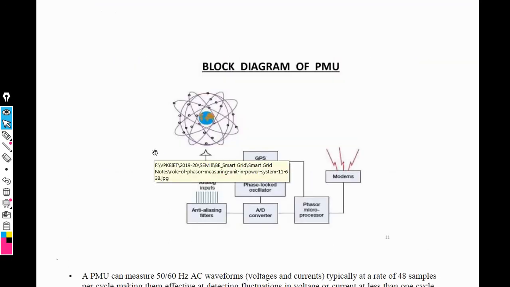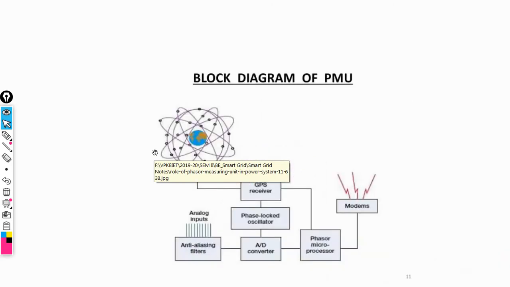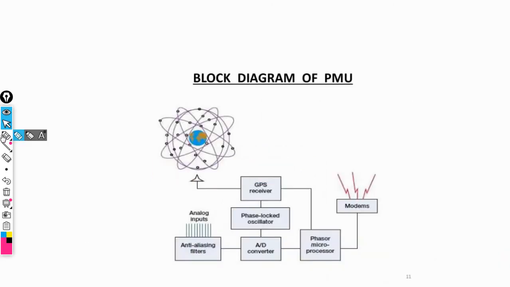This is the block diagram of the phasor measurement unit. In it, this is the GPS, that is the global positioning system. This is the receiver, and we also use a modem, and this modem is connected to the CPU or any other desktop or laptop. Now this whole system can be controlled with the help of a computer.